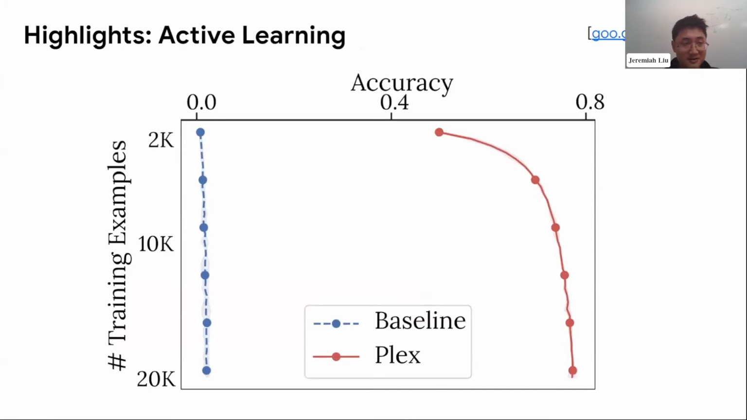Yeah, and finally, we also see a significant improvement in active learning, in the sense that if we perform active learning using the uncertainty from the Plex model versus baseline, we do see a significant improvement, in this case up to 40% in the low sample regimes. Next slide, please.